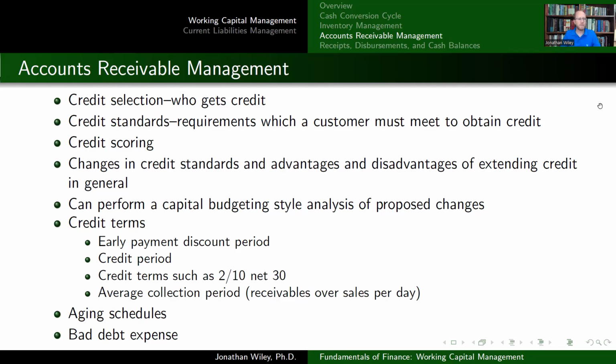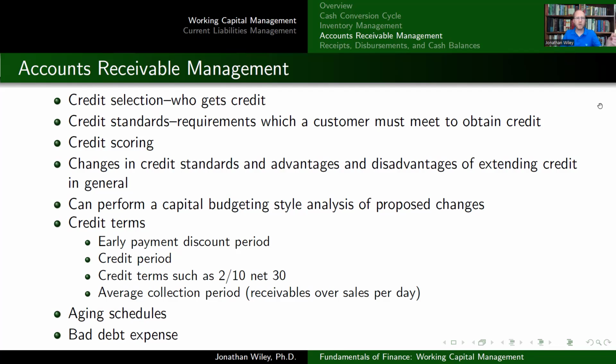to the customer. Now, when you start changing those credit standards, then that can trigger some advantages and disadvantages. And really, those advantages and disadvantages apply to just extending credit, period. So let's talk about that.